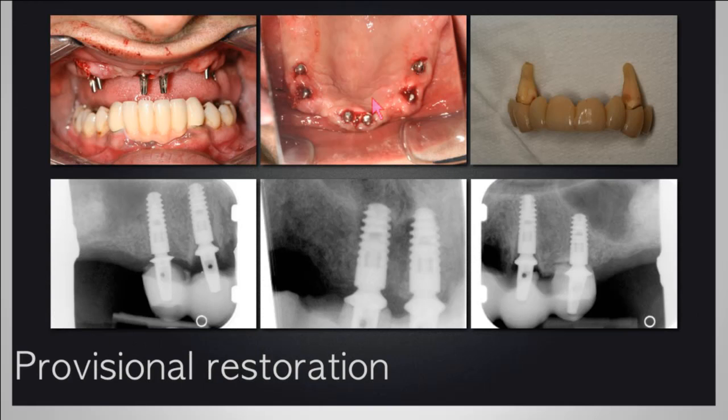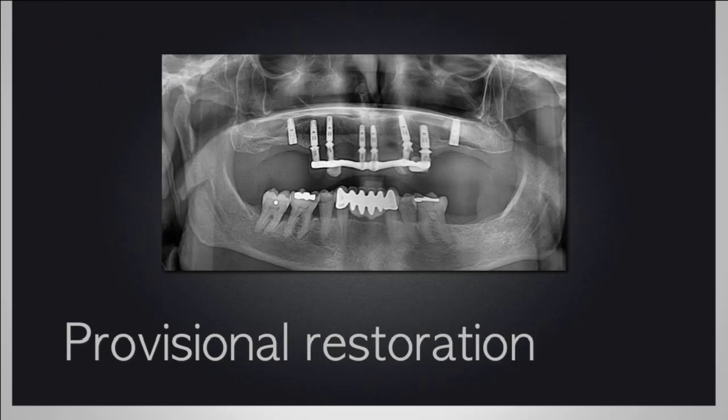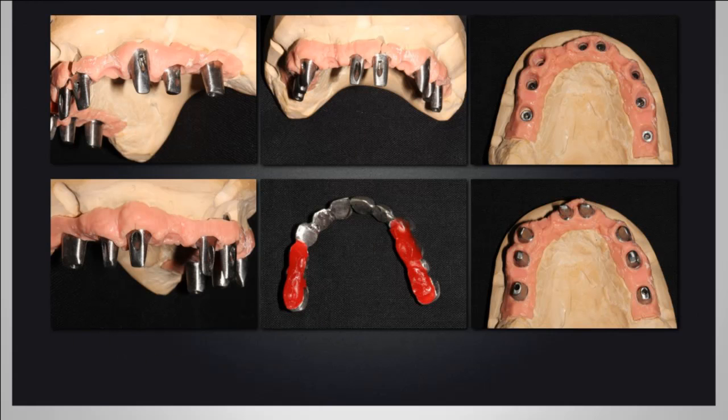This is the implants having integrated, and what we've been able to do at this stage is connect and load up some of the implants once they have integrated. Once they've integrated, we have placed a provisional bridge. We've had to modify this bridge and change it by sending it back to the laboratory before we get a better fitting provisional restoration. And we've used this provisional restoration.